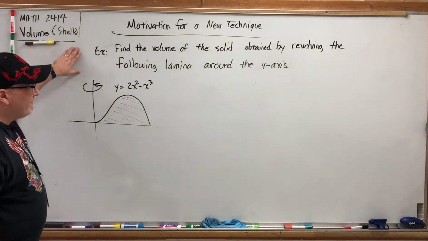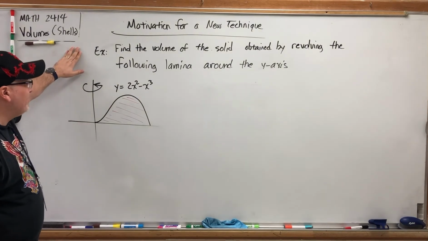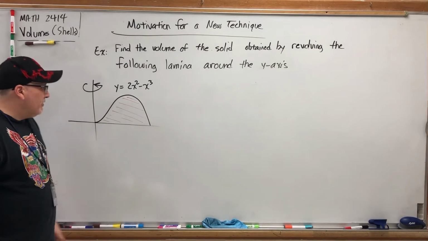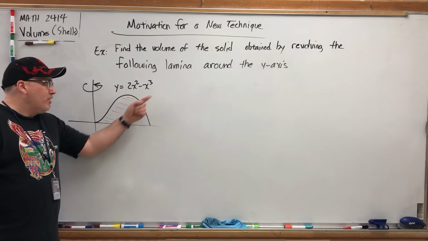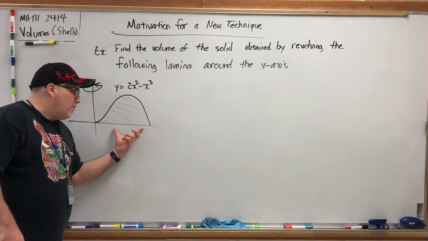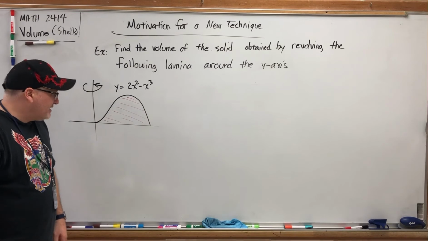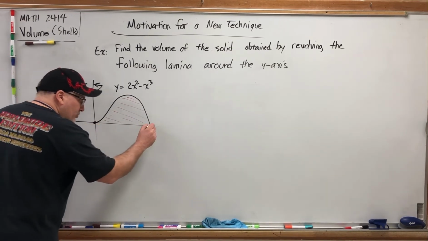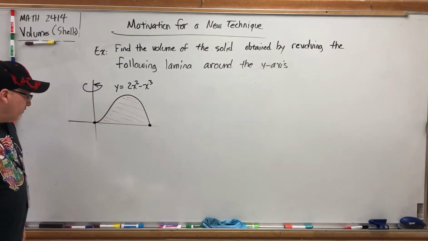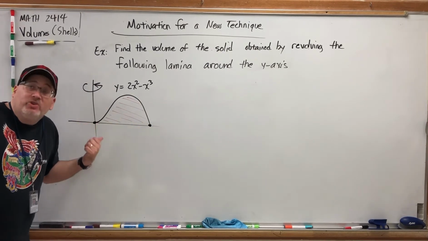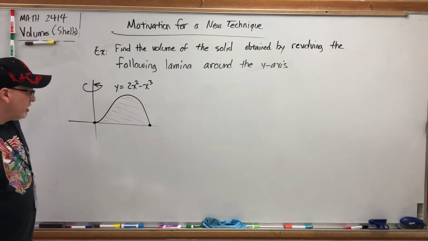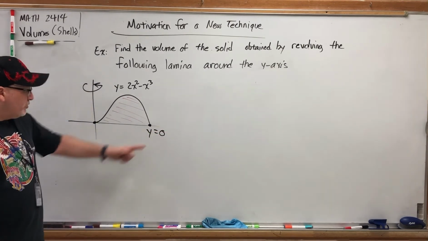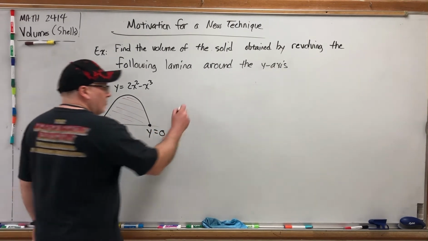In this example, we're going to find the volume of the solid obtained by revolving the following lamina around the y-axis. This lamina is bounded above by the equation y equals 2x squared minus x cubed, and bounded below by the x-axis. Before we go any further, let's figure out the x values where the curve intersects the x-axis, the x-intercepts, if you will. Finding those is pretty easy because the equation of the x-axis is y equals 0, so we just have to put in 0 for the y and see what we get.